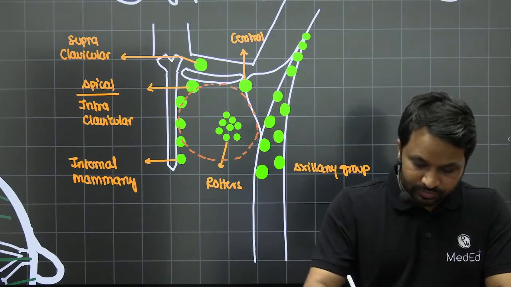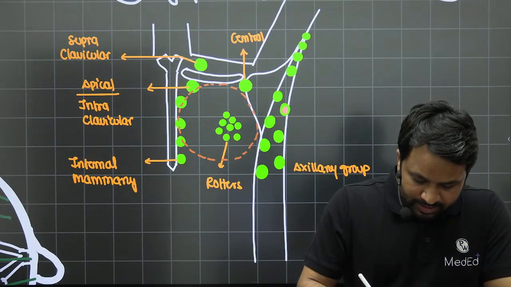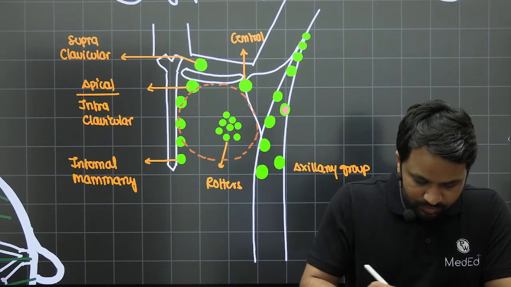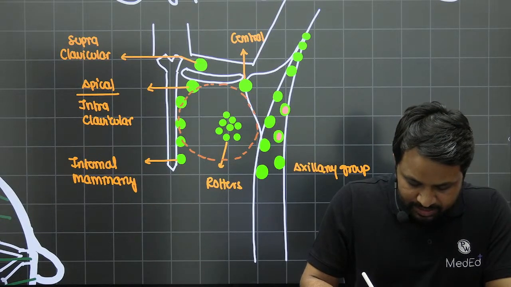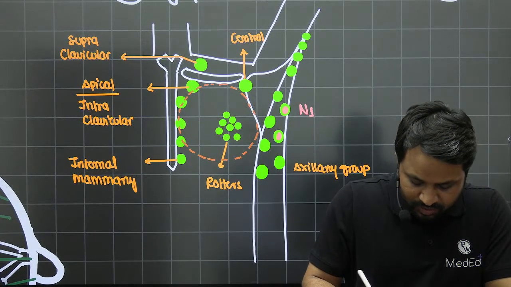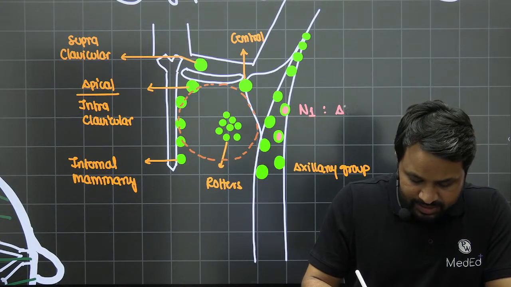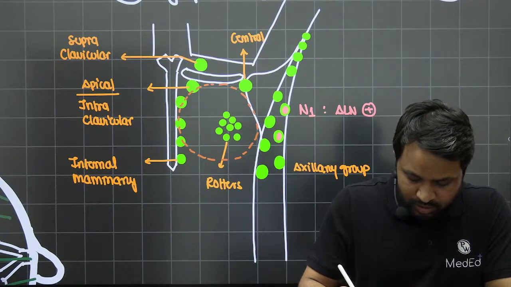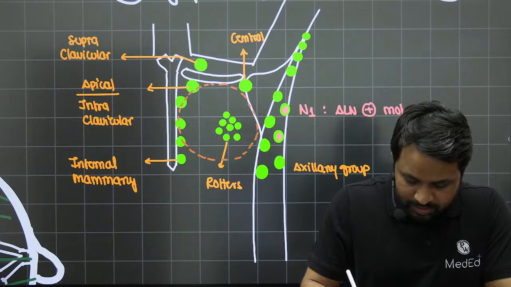Now, if the tumor is present in the axillary group of lymph nodes, it is going to be N1. N1 is when the axillary group of lymph nodes are involved, but this time they are mobile. That means it's a single node.